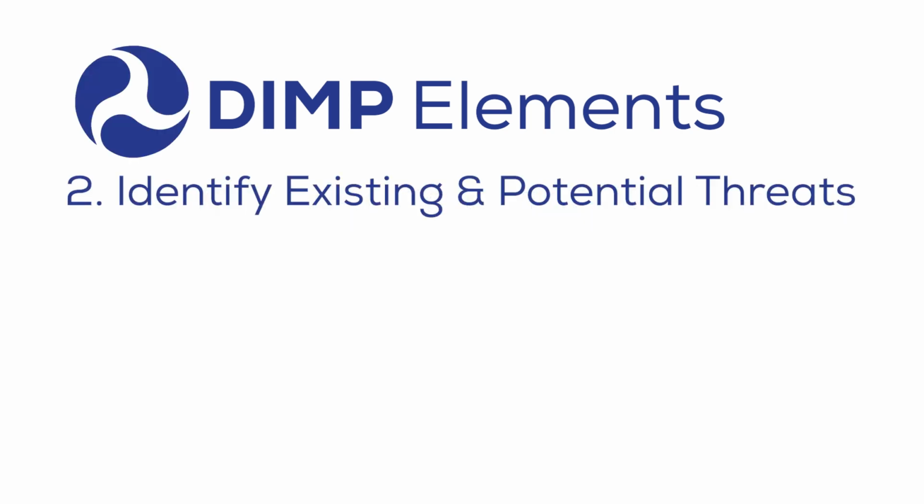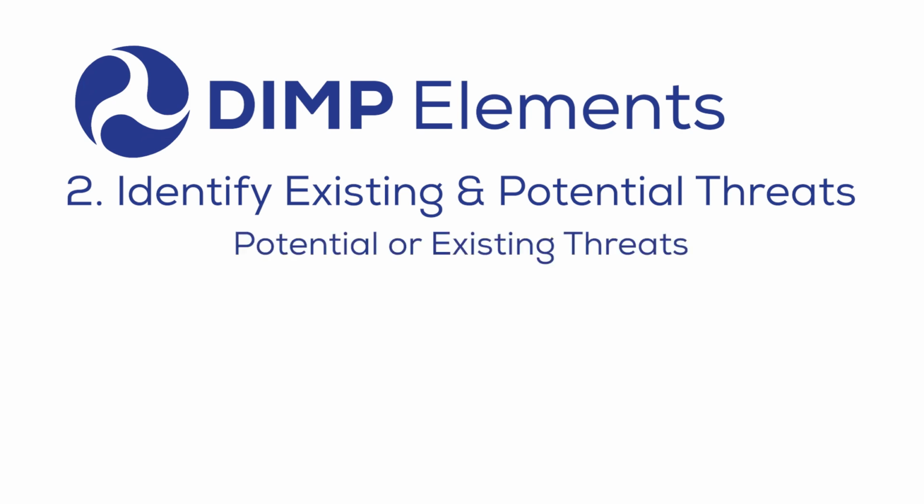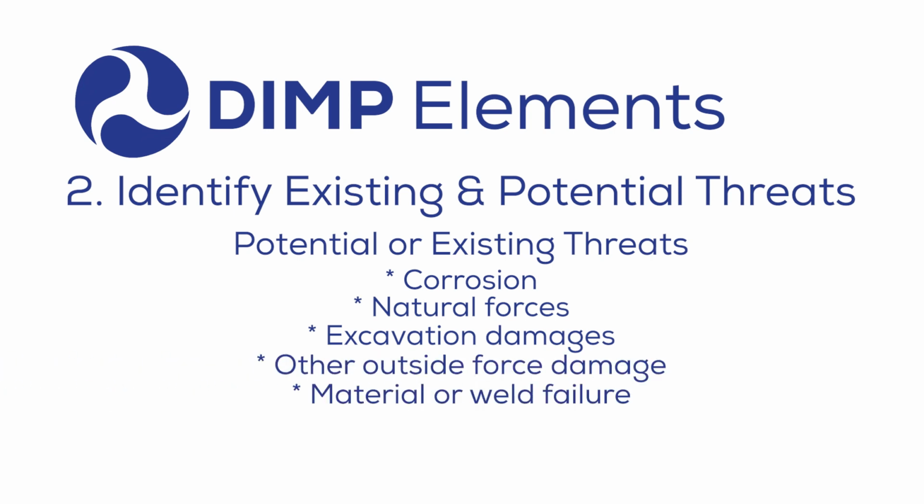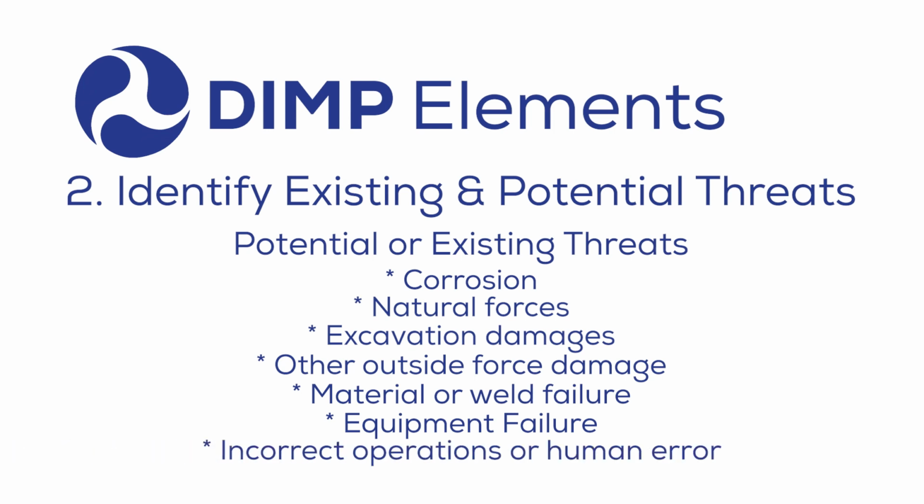Second, identifying existing and potential threats. When developing a DIMP plan, operators must consider potential threats that could impact the safe operations of their system, such as corrosion, natural forces, excavation damages, other outside force damage, material or weld failure, equipment failure, and incorrect operations or human error. Here are a few examples of how to mitigate risk for each threat.